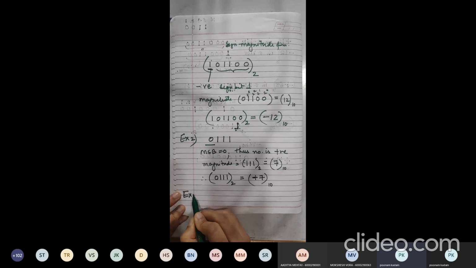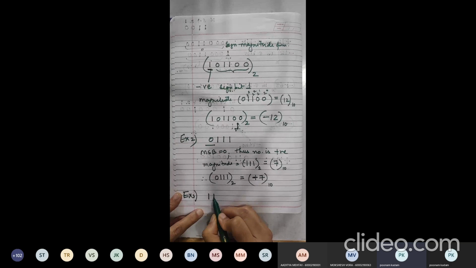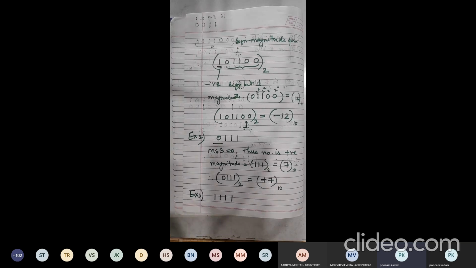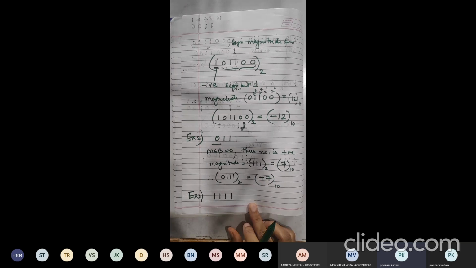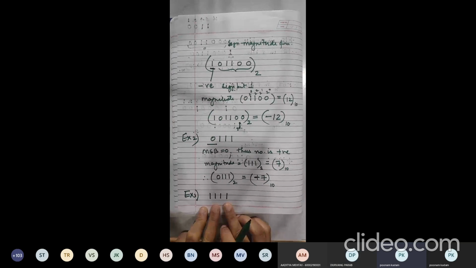Example 3. Now you tell me the decimal equivalent for this binary number. This is the binary number given in sign magnitude form. What is the number? Minus 7. Although it appears as if it is representing plus 15.